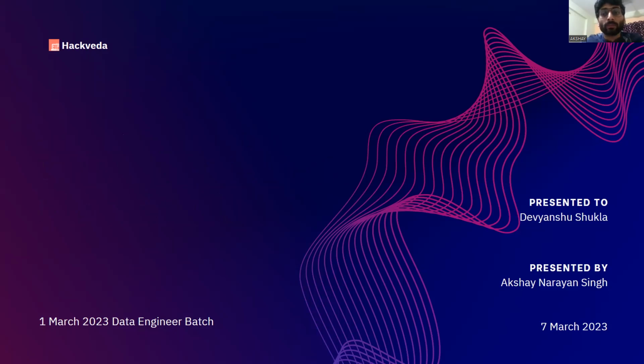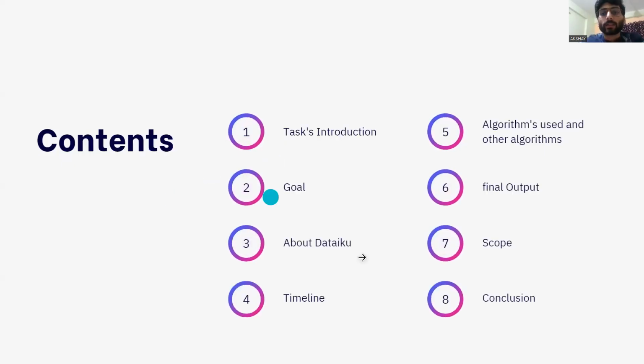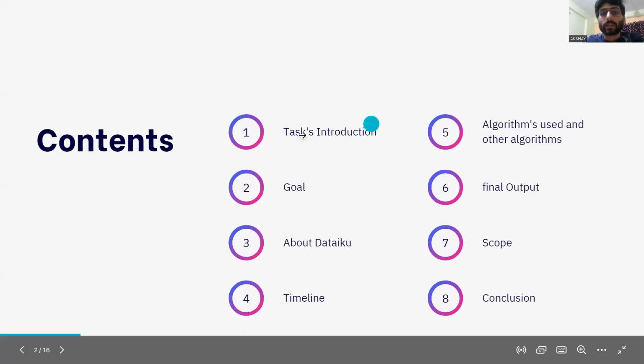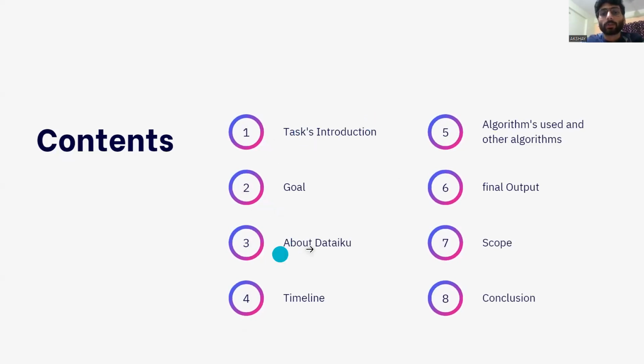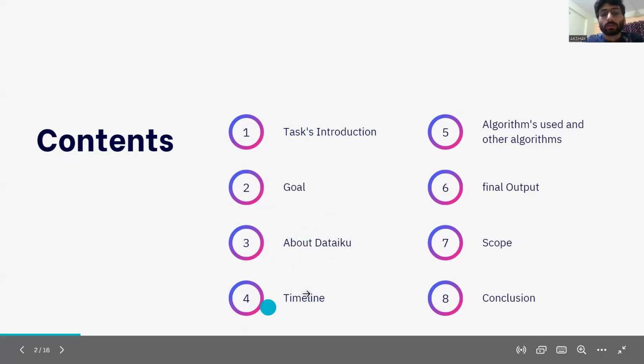Okay. So this is the content of my PPT. First is task introduction, then goal, then about Data IQ, which is a data science studio which I'm using for this task, the timeline, what I did in my days, the algorithm which I use, the final output, the scope of this future location prediction, and the last, conclusion.